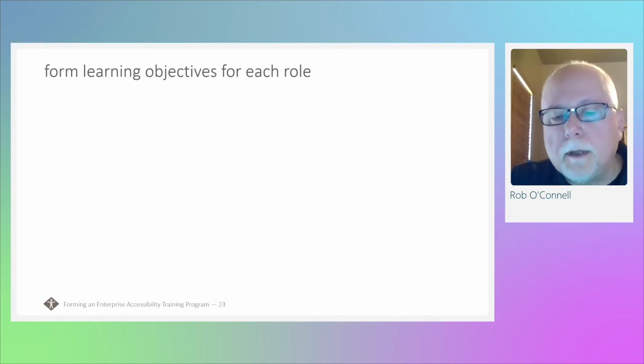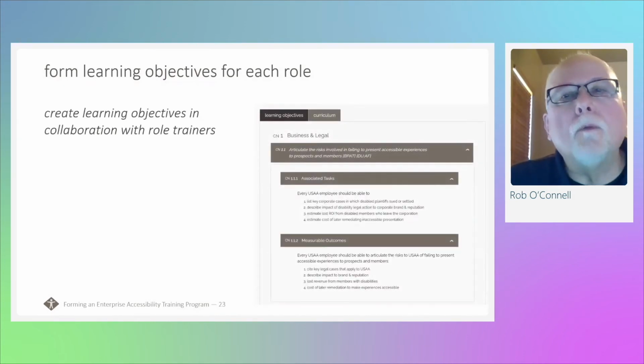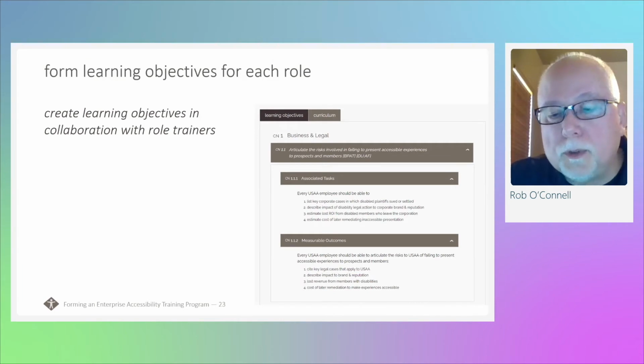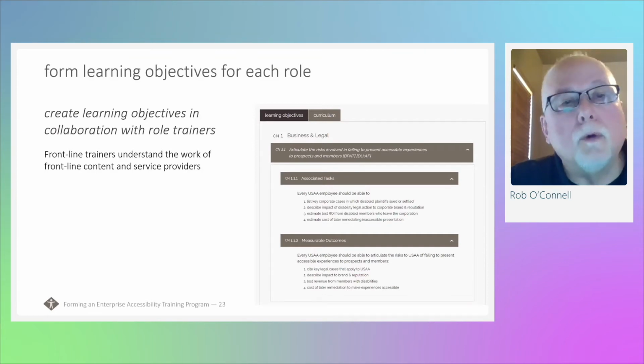And I took that practice as something of a model for how we build an enterprise training program. And what it entailed was we were going to have to create learning objectives, and we were going to have to do it in collaboration with those who train in each role. So that meant that frontline trainers, who do understand the work of frontline content and service providers, would have to contribute some of these learning objectives.